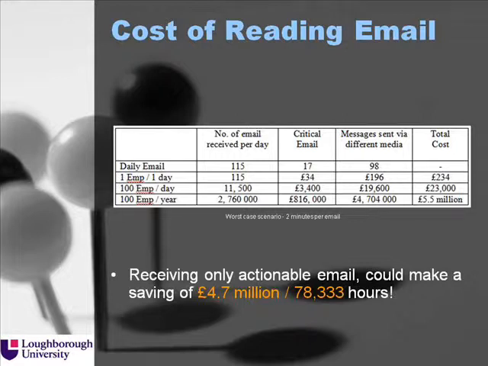But if we look at just one department, 100 employees, the number of emails received a day is 2.7 million. Critical emails, so the ones that they actually have to deal with, the cost of that is 816,000. If you could send the non-critical via a different method, you could save £4.7 million a year, or in hours, 78,000 hours a year.